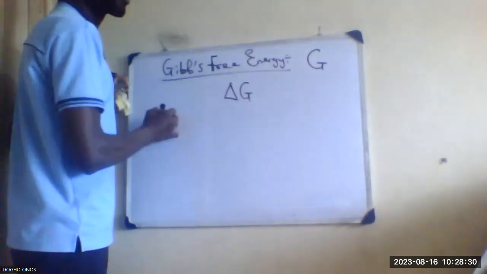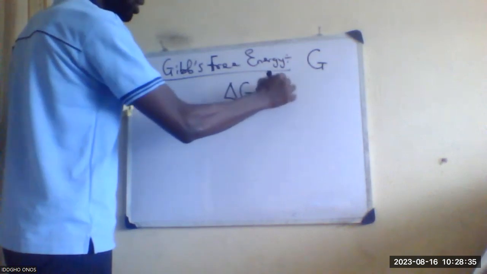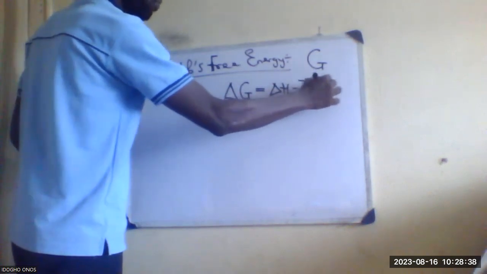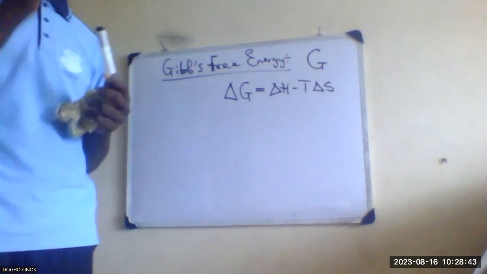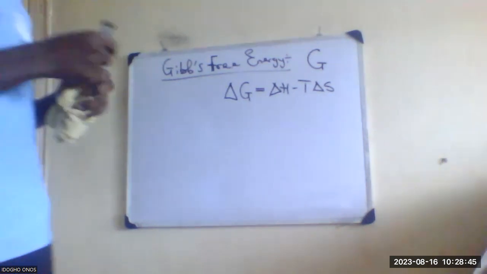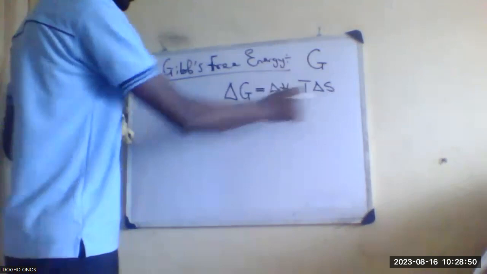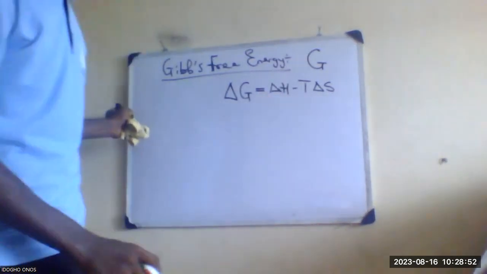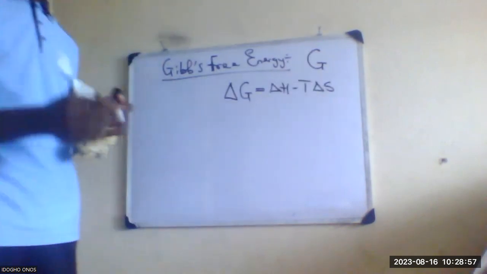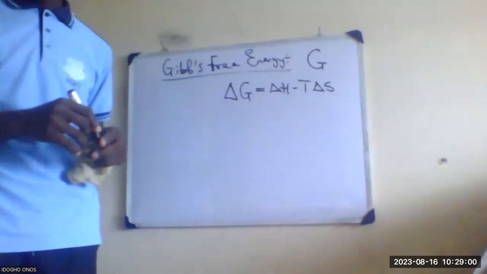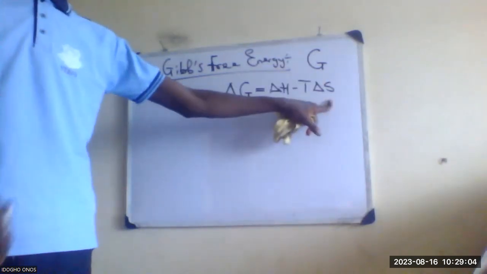Mathematically, free energy is calculated with this formula: triangle G equals triangle H minus T triangle S. You can write where triangle H is the enthalpy change, T is the temperature in Kelvin, and triangle S is the entropy change. That is what each of them stands for.